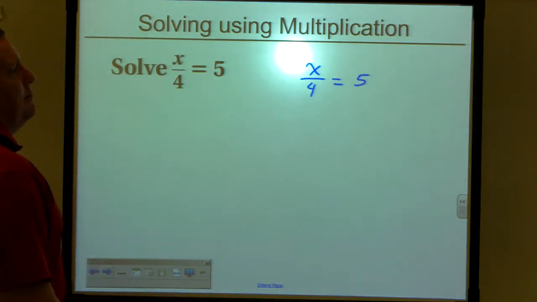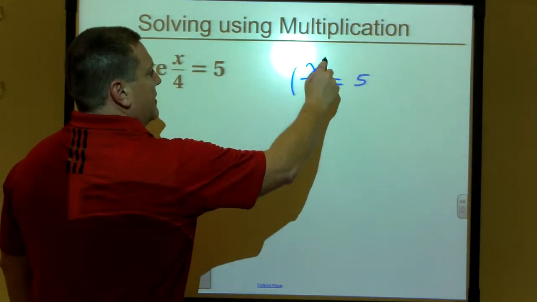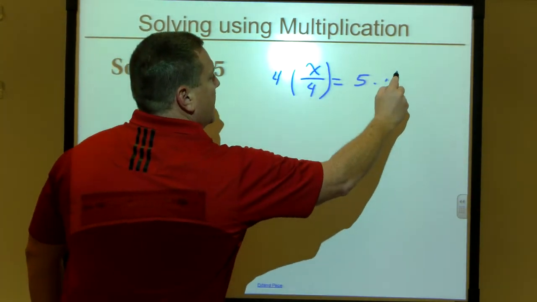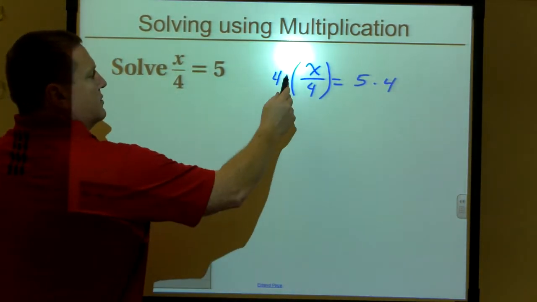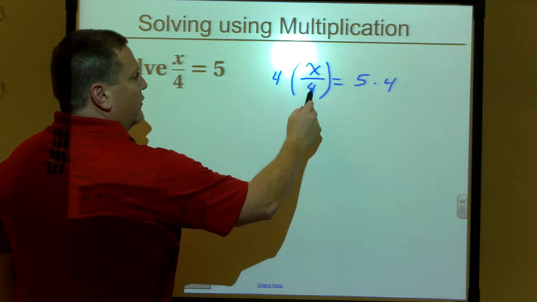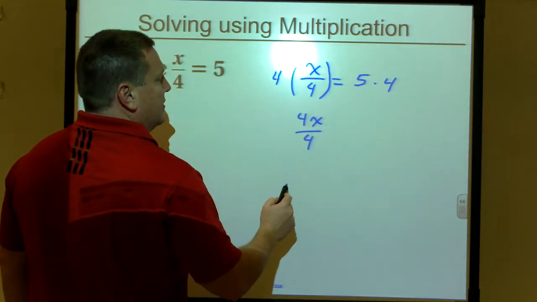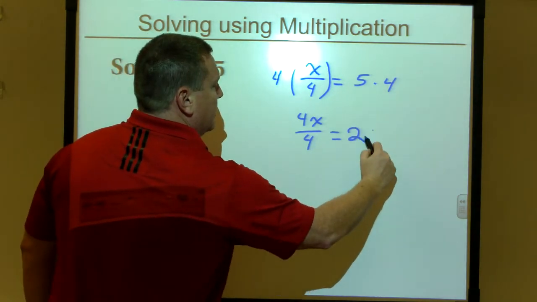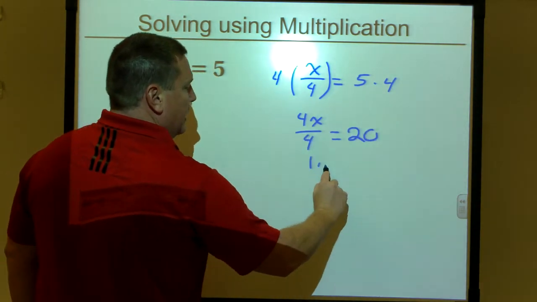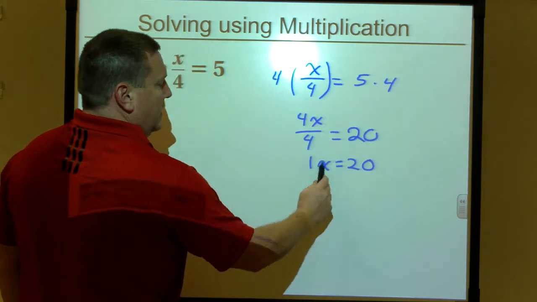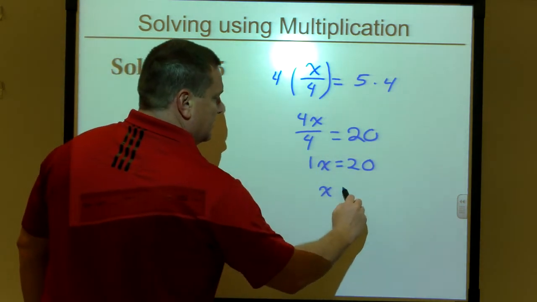We're going to undo that by multiplying by 4 on both sides. So I get 4x over 4 equals 20. And 4x over 4 is just 1x, and 1 times x is just x.